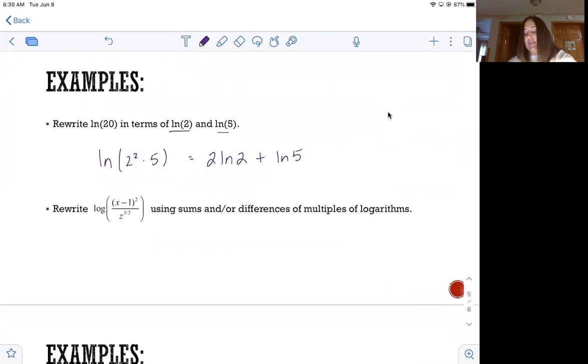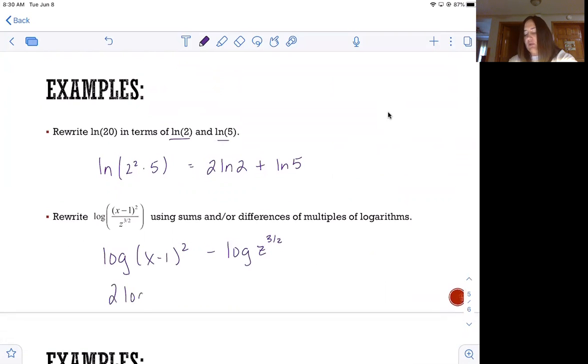Sums and differences, again, we're doing the same thing. It looks a little more complicated. We'd say the log of x minus 1 squared minus the log of z to the 3 halves. Now, again, we have these exponents. We have to move them out front. So I'd have 2 log of x minus 1 minus 3 halves log of z.